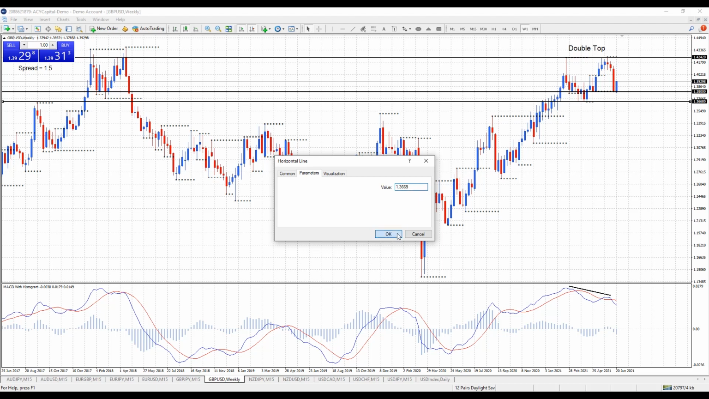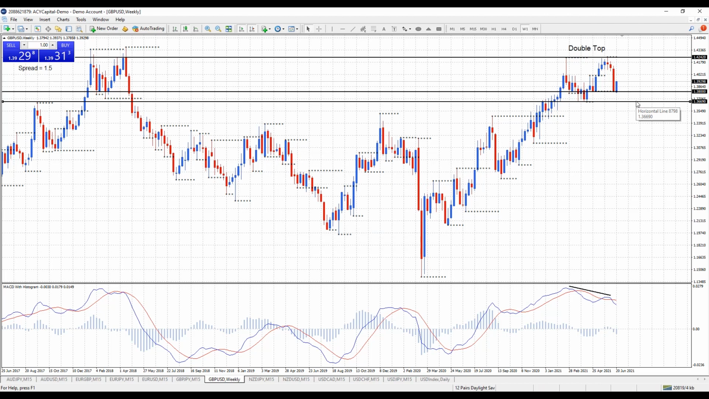I always like to put in the exact numbers. And then resistance up here at 140.09, and I'm expecting this level of what was support, now broken, to act as strong resistance as price moves back up.